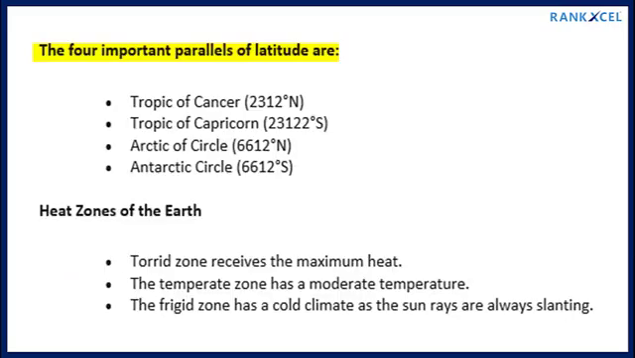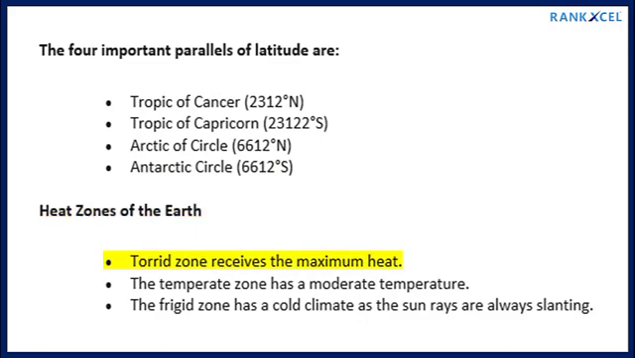The four important parallels of latitude are: Tropic of Cancer, 23½ degrees N. Tropic of Capricorn, 23½ degrees S. Arctic Circle, 66½ degrees N. Antarctic Circle, 66½ degrees S.